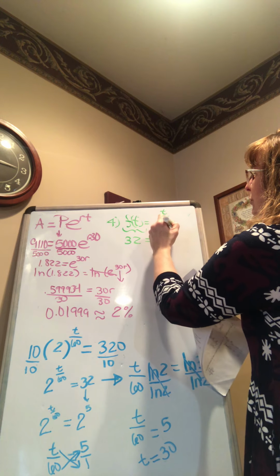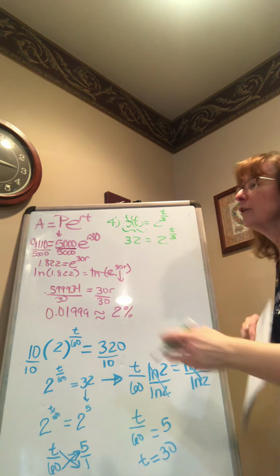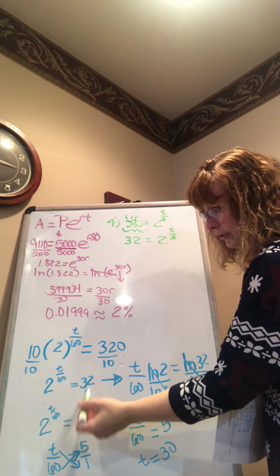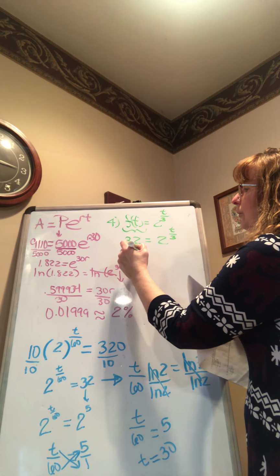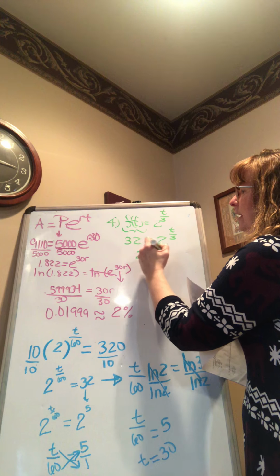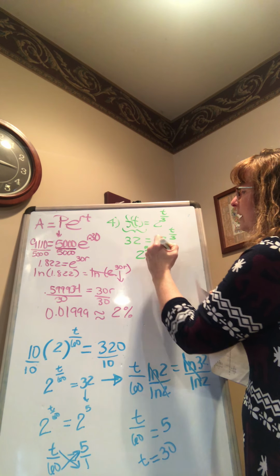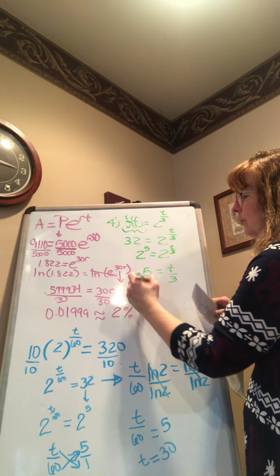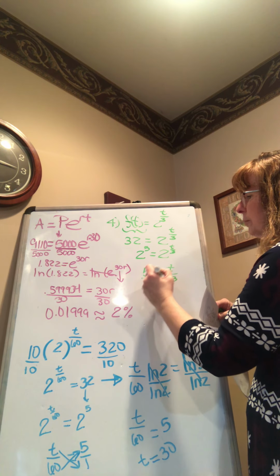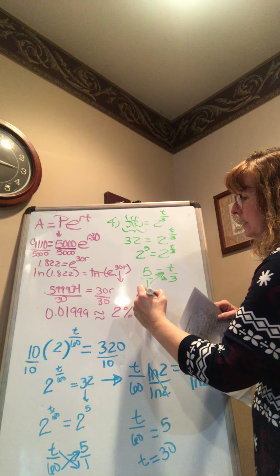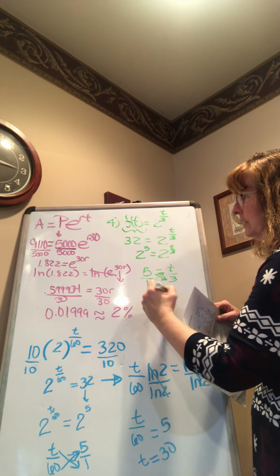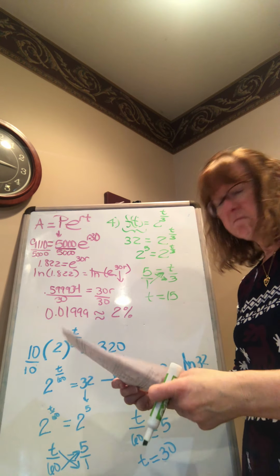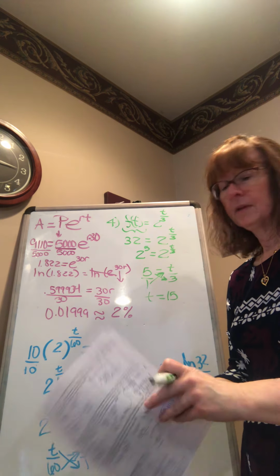So now I have 2 to the t over 3. 2 ways again. Use your logs. We just said 32 is 2 to the 5th. So we could say 2 to the 5th is 2 to the t over 3, giving us 5 equals t over 3. Put this over a 1, solve proportionally, and you get t equals 15. Or you could have put a log on both sides. Either way, you're going to get the same answer.